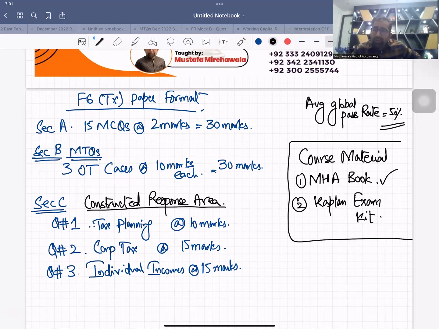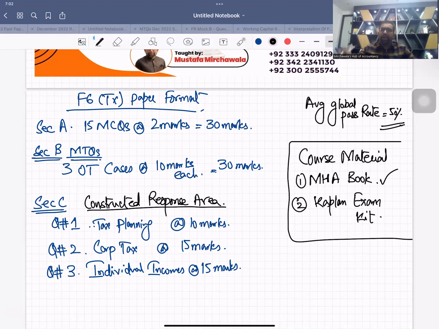And what about the study text? Kaplan study text is optional. If you want to read, you can. Otherwise, if you're running short of time, no need. My book plus the Kaplan exam kit is more than enough. But I don't stop students from reading the study text. If you have had a habit of reading study text since the beginning, then carry on with that habit, no issue, right? But these two are compulsory: my book, MHA meaning Mirchawala's Hub of Accountancy, our institute book, and the second is the Kaplan exam kit. These two things are very important.